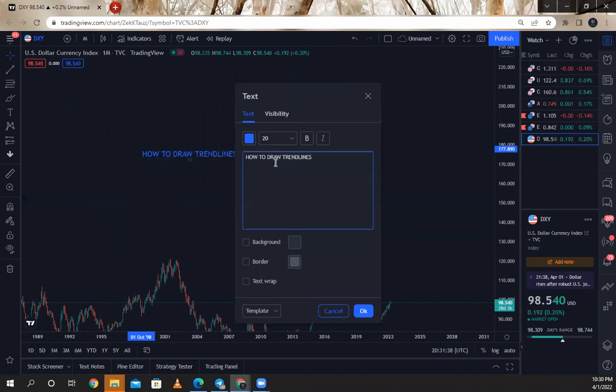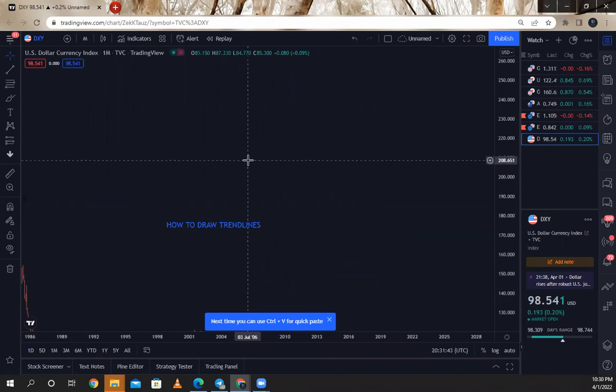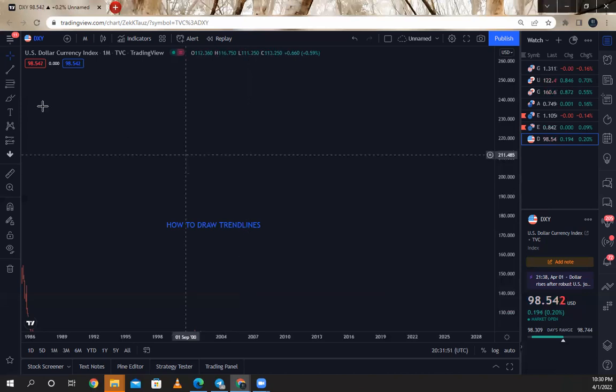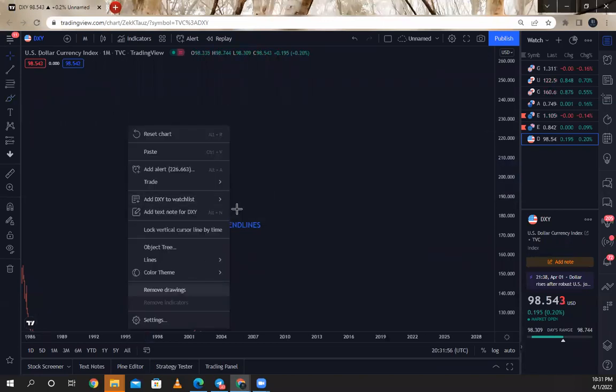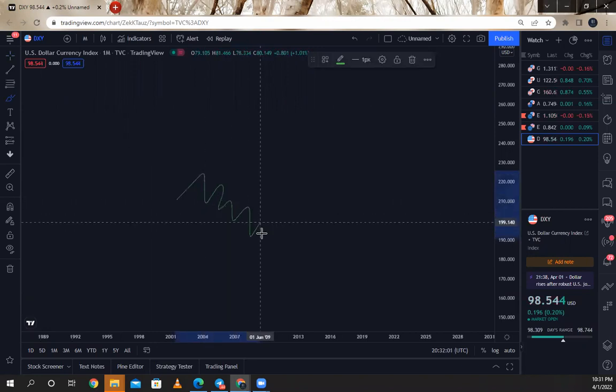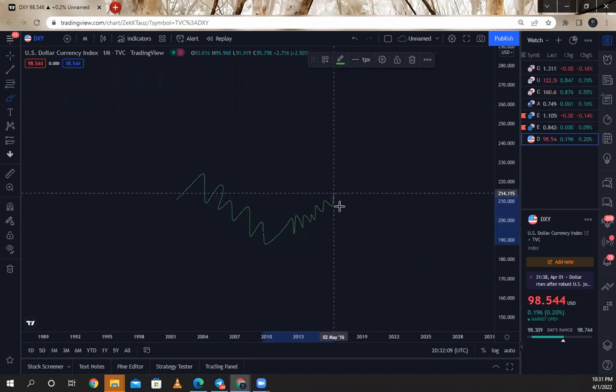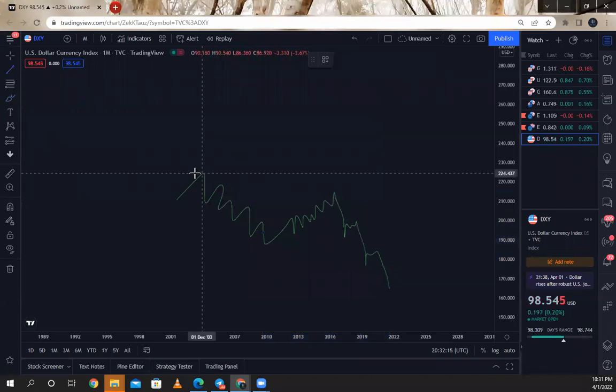So basically what we do here, we don't just draw trend lines because we want to see the trend of the market. We don't say, yeah, the market has broken out of the trend line, we're going to buy. Let's say, for example, let me just remove everything. Let's say we have something like this, and then this, and then this.